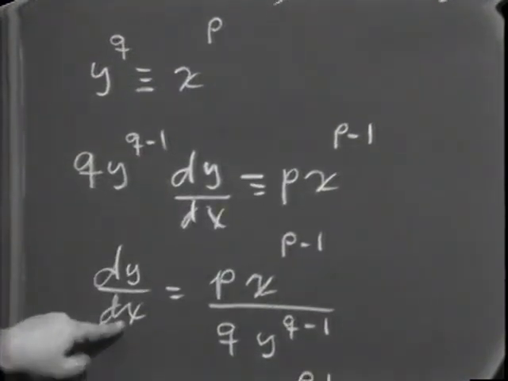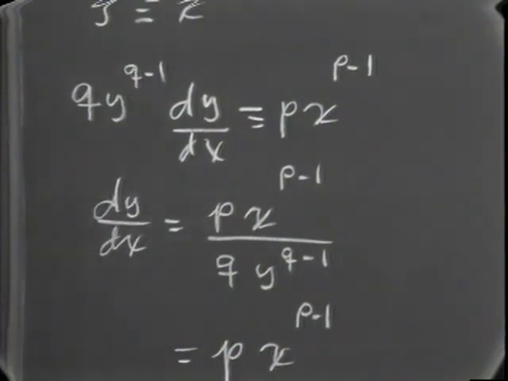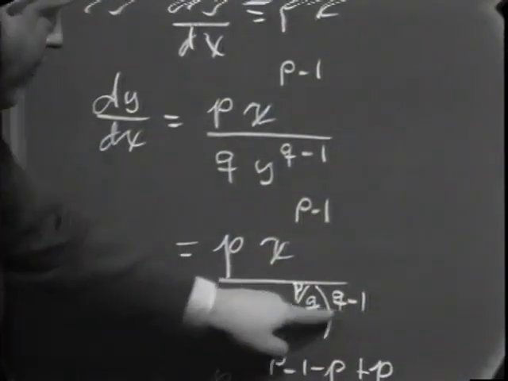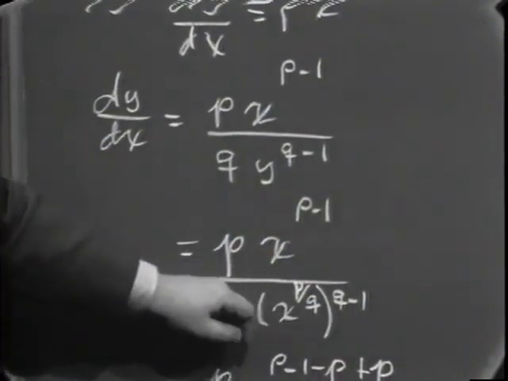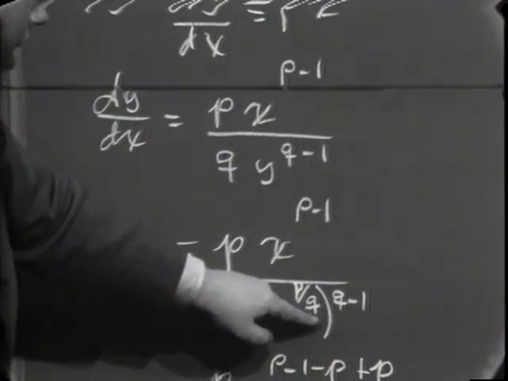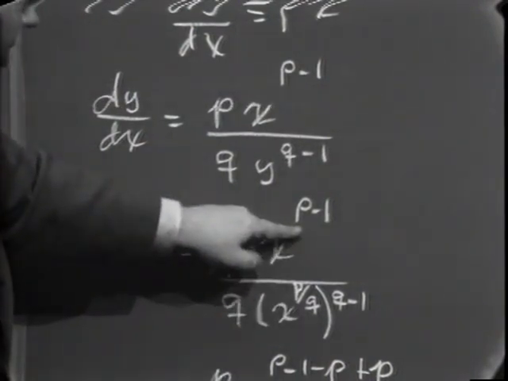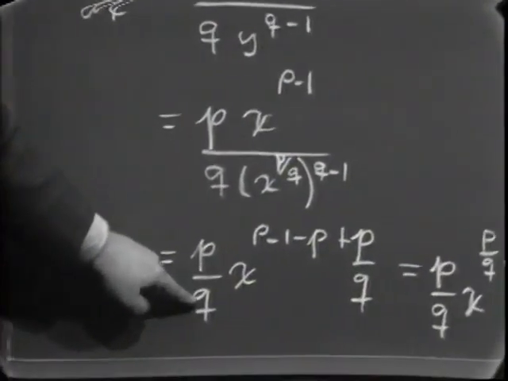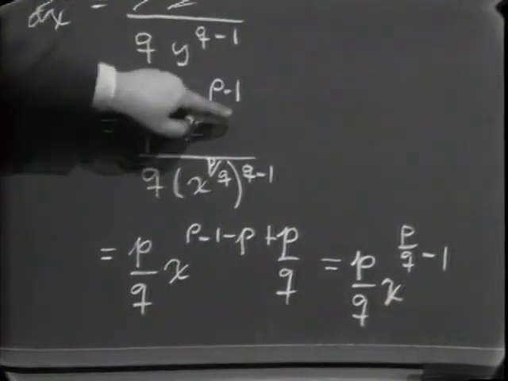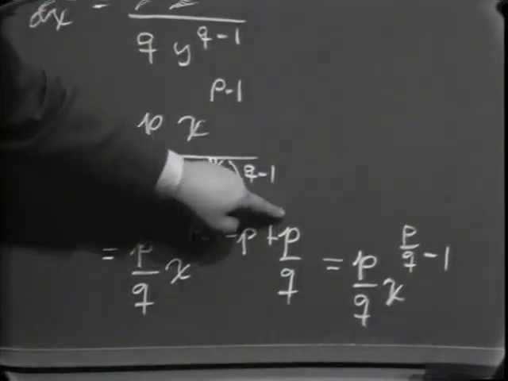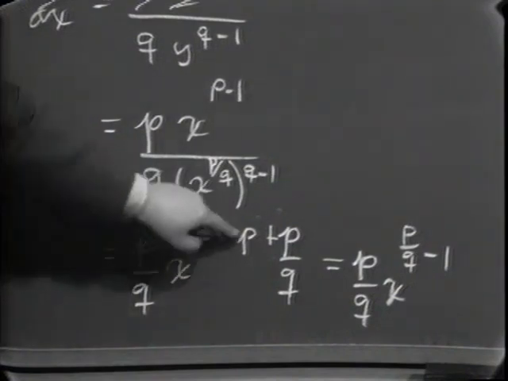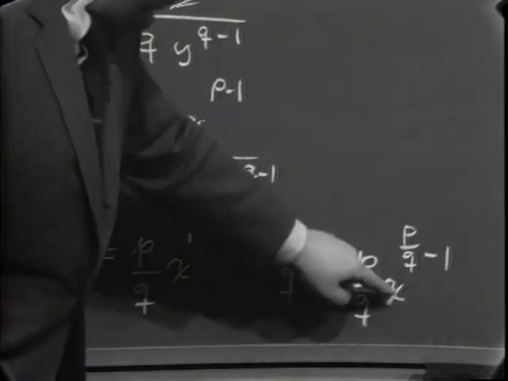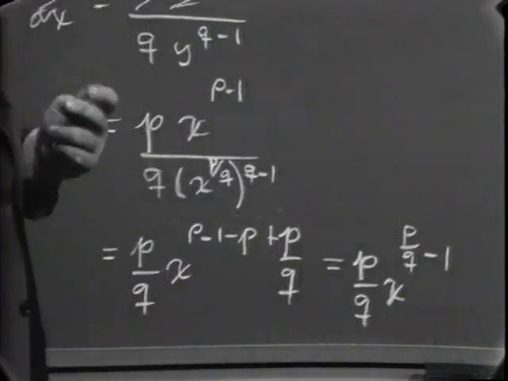If we solve now for dy/dx, we obtain this expression, replacing y by x to the p over q and multiplying out here, and remembering that when you have an exponent in the denominator, it can come up into the numerator by changing the sign. A little bit of arithmetic shows that dy/dx is p over q, x to the p minus 1 minus p plus p over q power. The p and the minus p cancel out, and we find what? That dy/dx is p over q times x to the p over q minus 1.